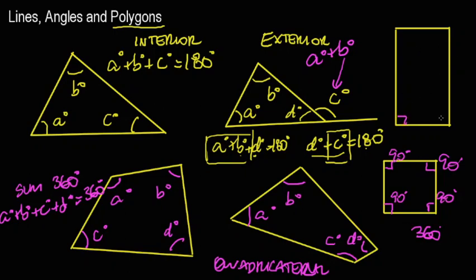What about this rectangle here? Well, it's a rectangle, so all angles here are also 90. So again, the sum of those internal angles should be 360.